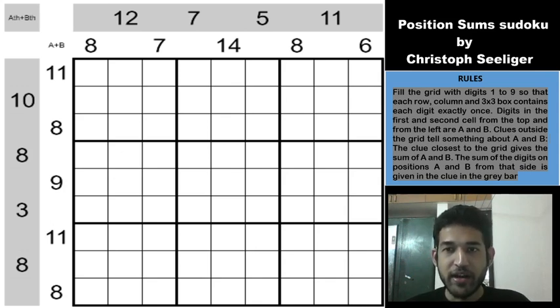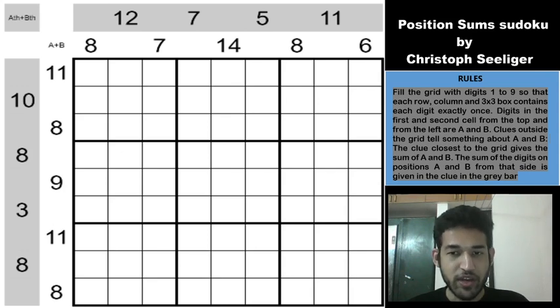The rules are each row, each column, and each 3x3 box contains the digits from 1 to 9 without any repetition. Standard classic rules. And digits in the first cell and the second cell from the top and from the left are A and B. Clues outside the grid tell something about A and B. The clue closest to the grid gives the sum of A and B. The sum of the digits in positions A and B from that side is given in the clue in the gray bar.